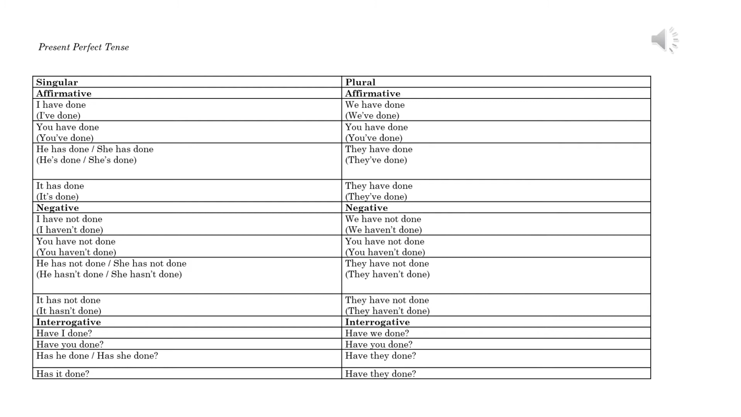Negative. I have not done. I haven't done. You have not done. You haven't done. He has not done. She has not done. He hasn't done. She hasn't done. It has not done. It hasn't done. We have not done. We haven't done. You have not done. You haven't done. They have not done. They haven't done.